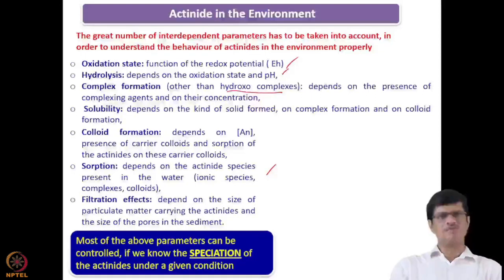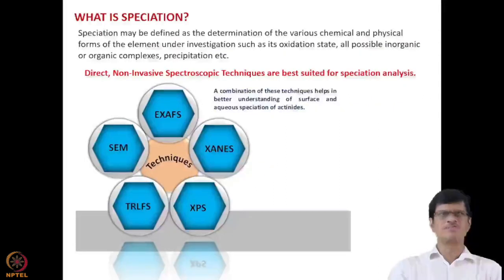So finally, there is a filtration effect. It depends on the size of the particulate matter which is carrying the actinides, and at the rock surface it can get filtered. So that is how the actinides in the particulate matter can be immobilized on the rock surface, and all these factors are part of the speciation of the actinides, which depends on the environmental conditions.